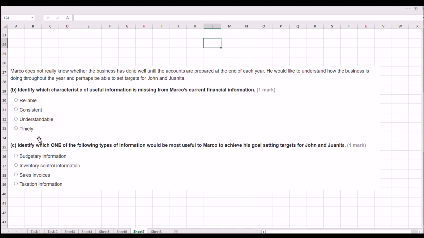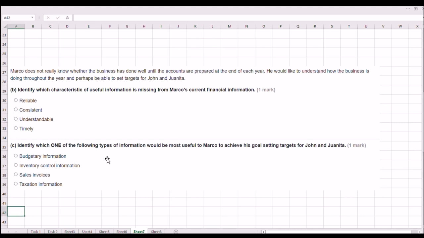But what we don't have, because we don't do it until the end of the year, is that it's not timely. So things happen and we don't get to do anything about it, because we only find out about it at the end of the year. So the answer to this one is we are missing timeliness, because we're not producing our management accounts on, let's say, a monthly basis.